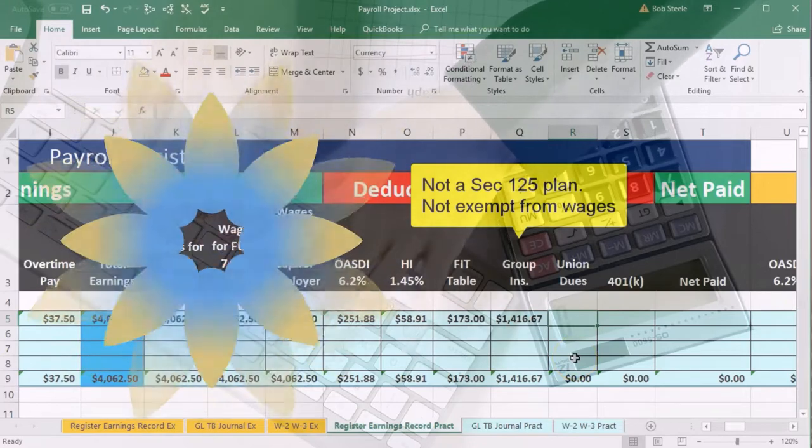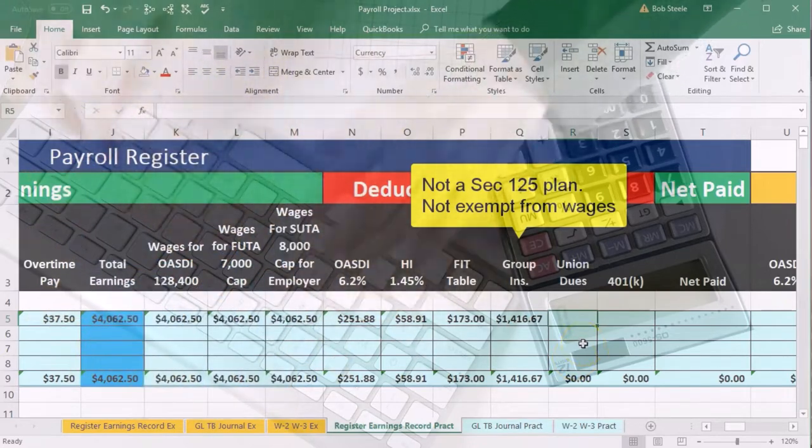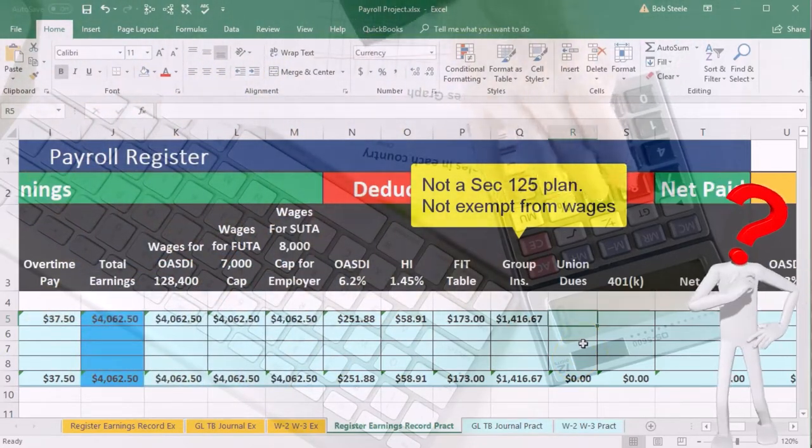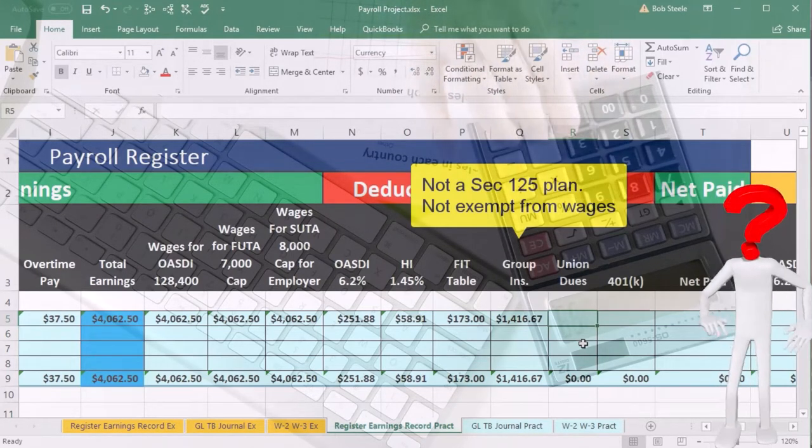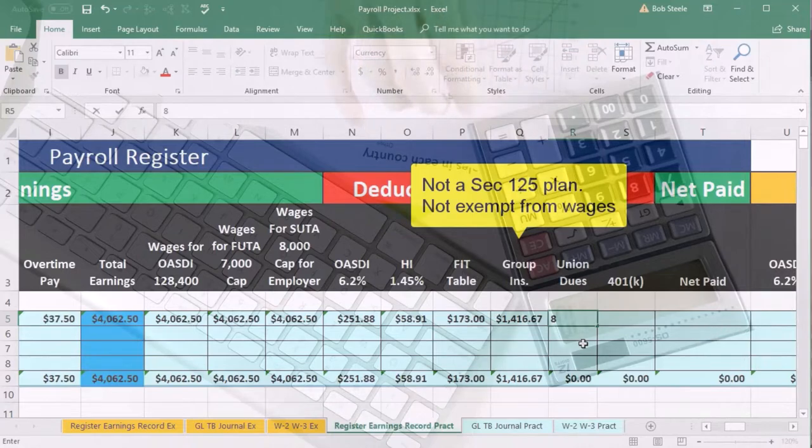Union dues, we're going to say that there's two employees that have union dues. And that's, again, something that we're just going to have to pull out of the paycheck. And I'm going to give the number here in our number. So whatever the union dues are, I'm going to say they're $8.